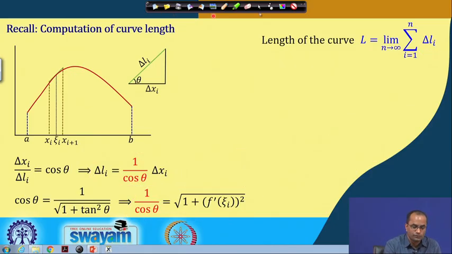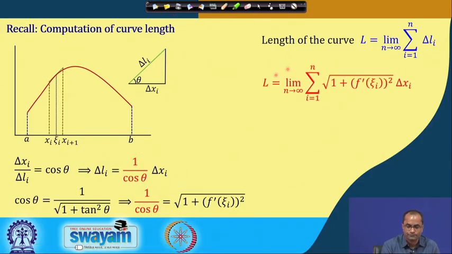So, doing this, now we get this L is equal to the limit, I from 1 to n, and this delta L I is replaced in terms of the delta x and the given function f. So, square root of 1 plus f prime xi I whole square delta x I, and now we will write this in terms of the integral as per the definition we have already learned.